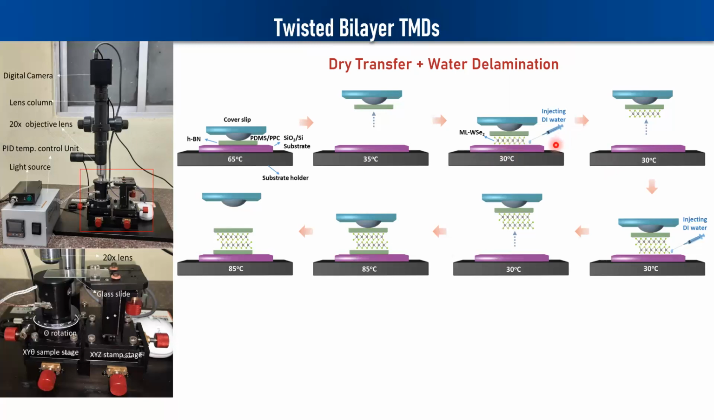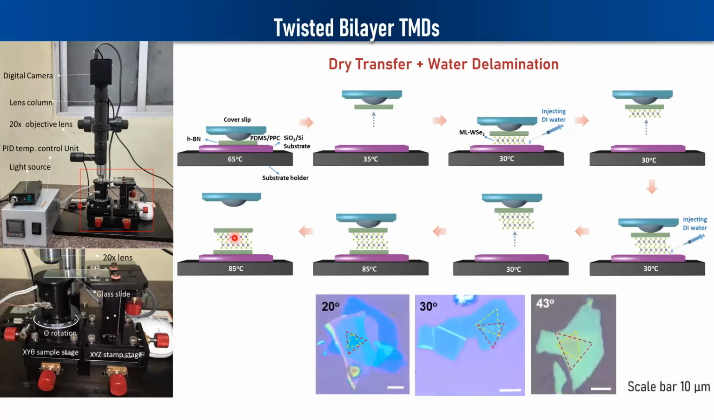So what we do is inject some water at this interface, which loosens the WSe2 because of its hydrophilic nature, and the WSe2 gets stuck onto the hBN, and we pick up this monolayer WSe2. Then we can place this on another layer of WSe2, give the desired twist, pick it up, and place it on a fresh wafer. In this way we have made several twisted bilayer TMDs of different angles.